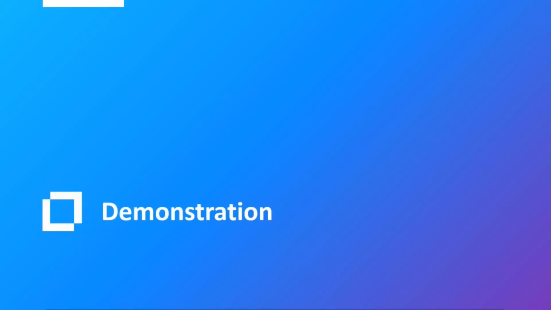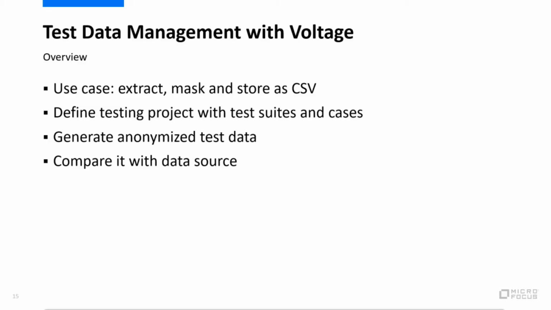Let me now show you what the TDM with Voltage solution looks like. In this demonstration, I've taken the use case where we will extract, mask, and store as a CSV in one step. As you've seen before, we would sometimes recommend doing it in two separate steps to separate the two environments, but let's make it simple here.